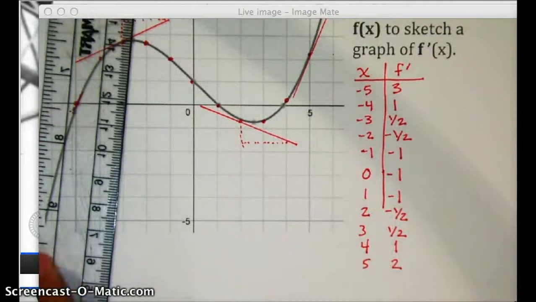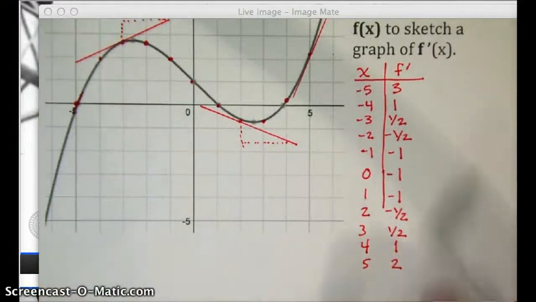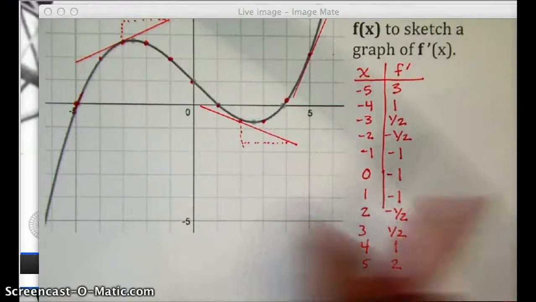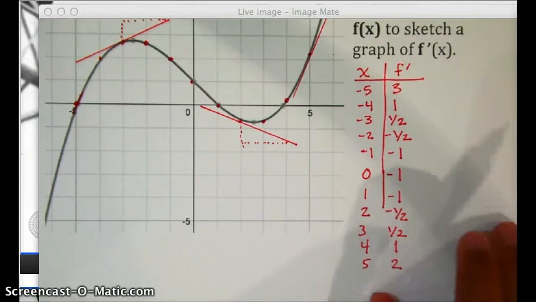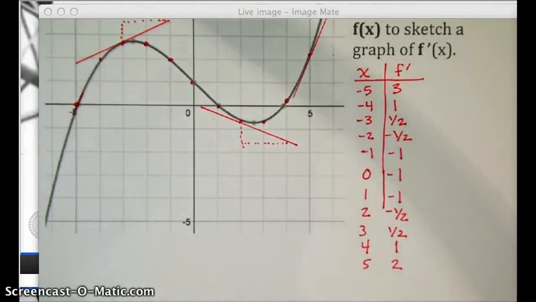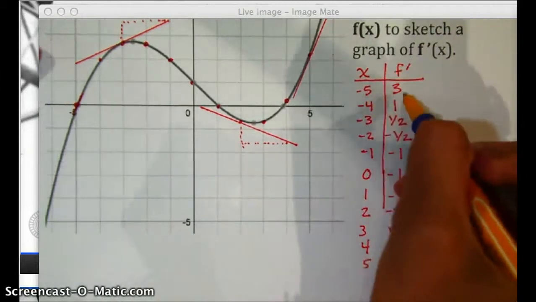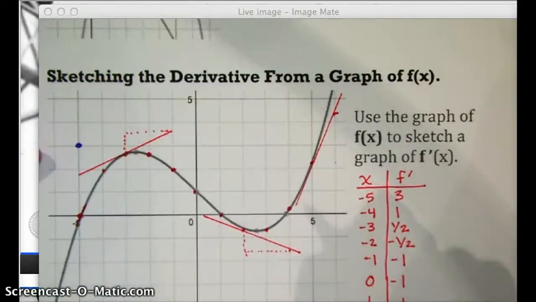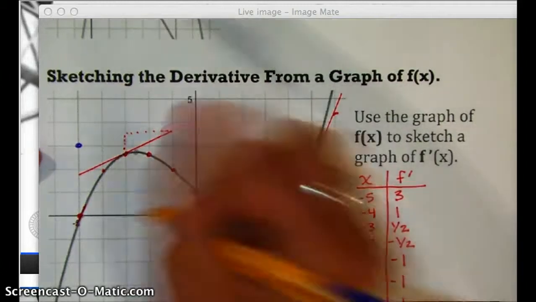Okay, so we now have a function table. This function table has x values and outputs, and we can graph them right here. I'm going to go ahead and just graph them as points. I'm going to switch colors so it's easier for you to see. The first point, -5, +3, would be right here. The second point, -4, +1, is right here.